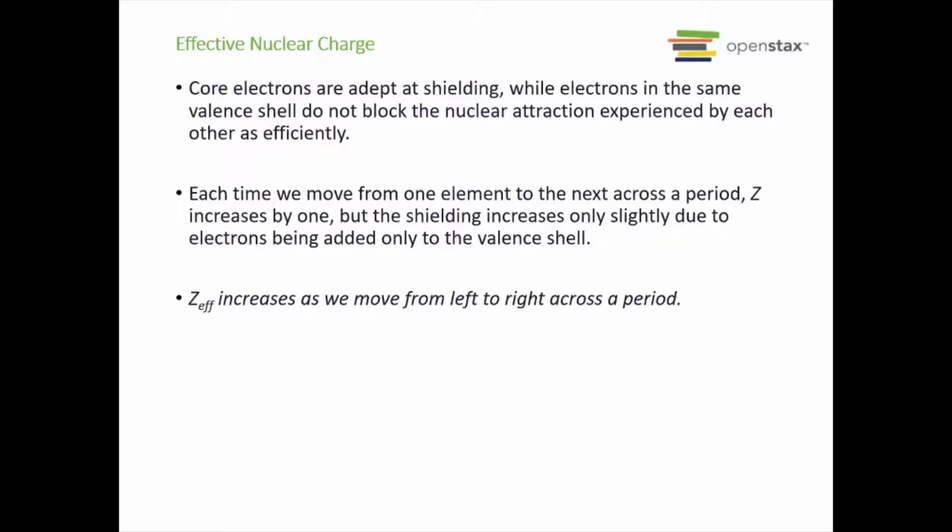So core electrons are the ones that really do this shielding. Okay, they're in the core and they are shielding the outside electrons in the outermost shell so that they don't get as much of that attraction as the inner core electrons. So as we move from one element to the next across a period, we're increasing our nuclear charge. We're adding one proton, but the shielding's only slightly increasing because overall, electrons in the same valence shell don't really block the nuclear attraction experienced by each other very well. So they might shield each other a little bit, but not that much compared to how the core electrons shield.